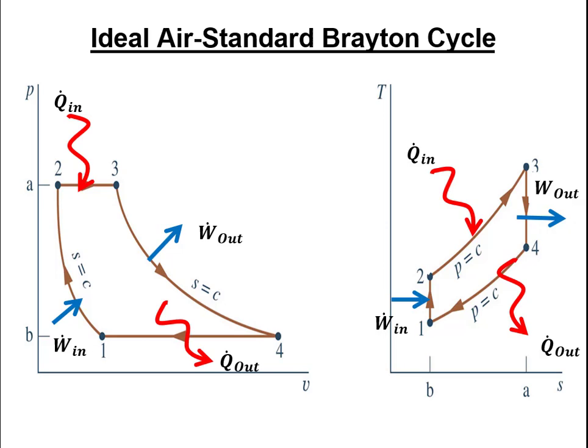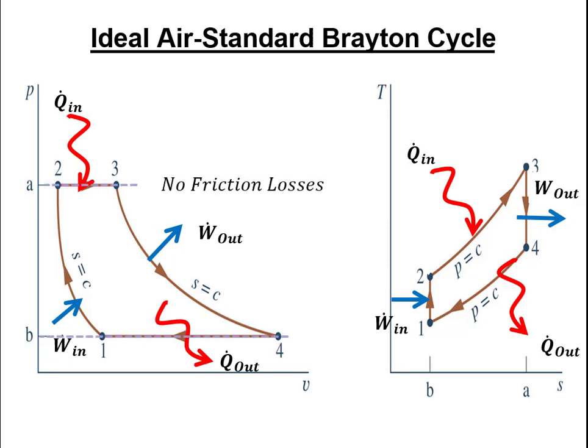Now this heat exchanger may not exist in my cycle. It may be that coming out of the turbine, my air is exhausted to the atmosphere, and then going into my compressor, I'm just pulling cool air from the atmosphere. So in a sense, this heat exchanger that cools my working fluid down is just the atmosphere.